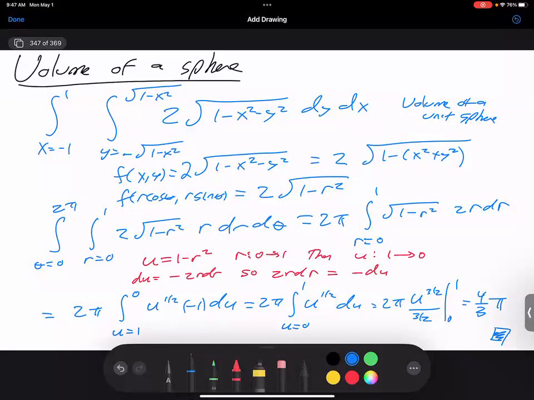Over here, I have two things in front of the dr, the 2 and the r. Which do you love more for this problem? Which is more beneficial to you, the 2 or the r? The r, right? Because of the r, I can do a u substitution and everything works out nicely.